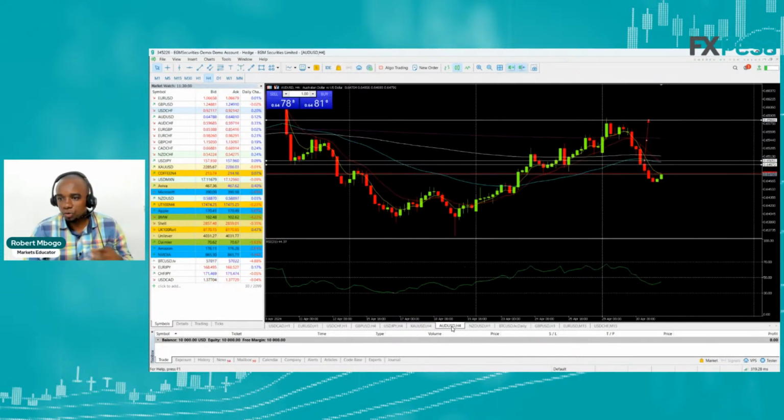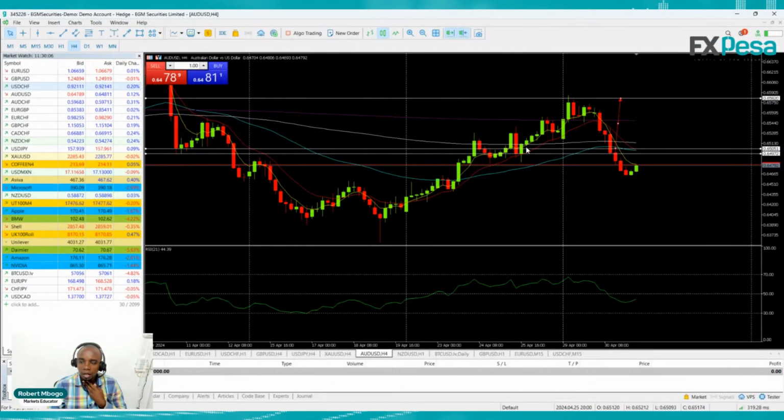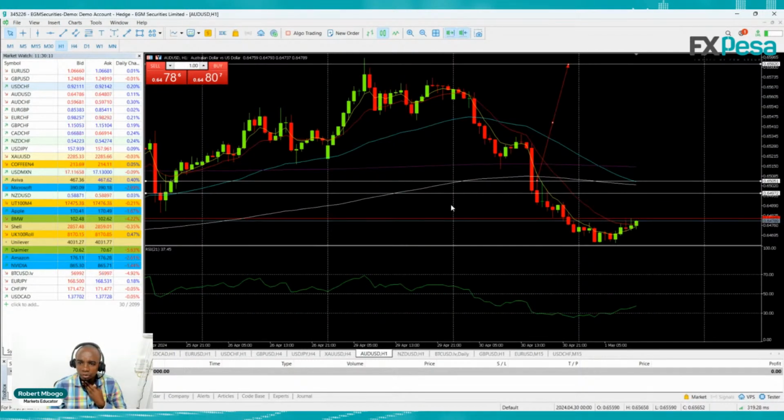So AUD USD. AUD USD also was a flop. I was looking at a bullish push. We were looking at a bearish push. So by the time of analysis, we are looking at this drop to here. Then again, you can see what really happened. There was a further push. And so let's remove everything.